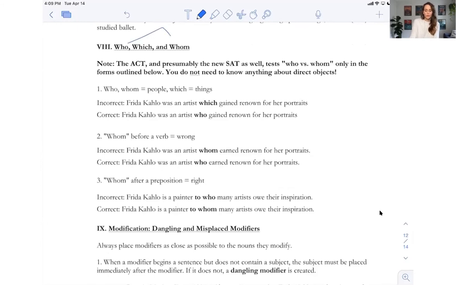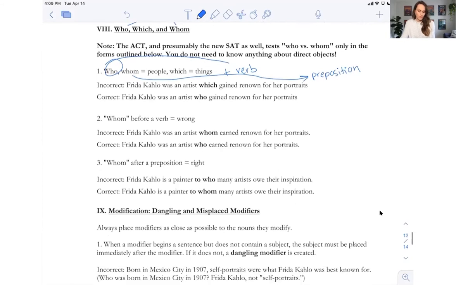Who, which, and whom. So who and whom, remember, refer to people. And as I said earlier, who does things. So you're going to have who plus a verb for who. And for whom, you're going to usually have a preposition.